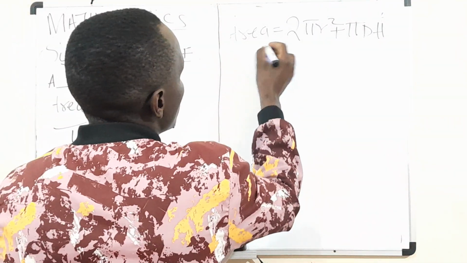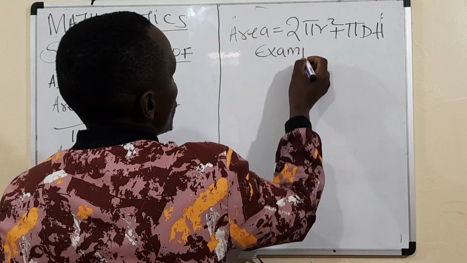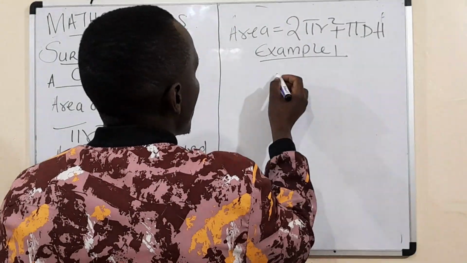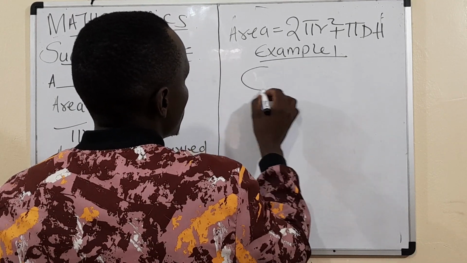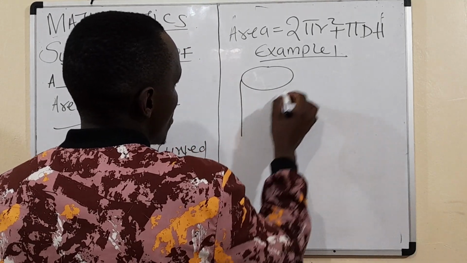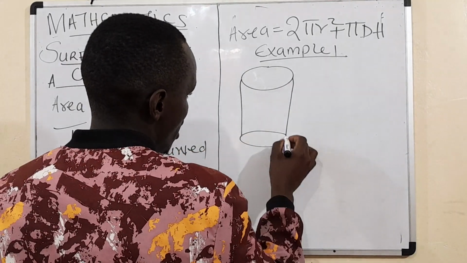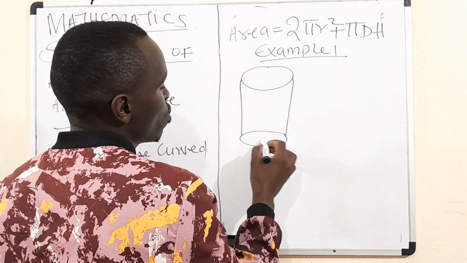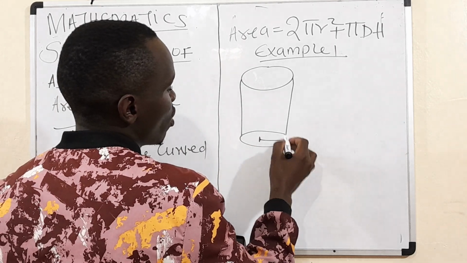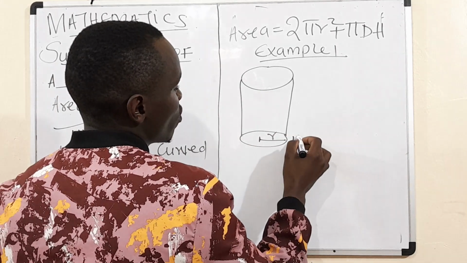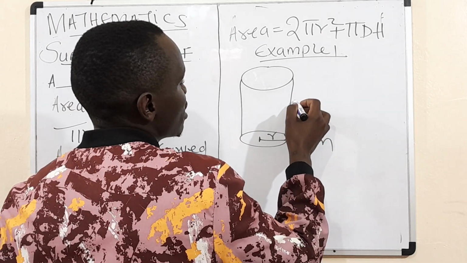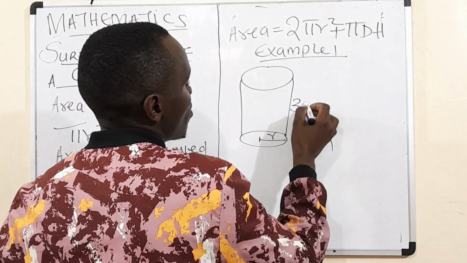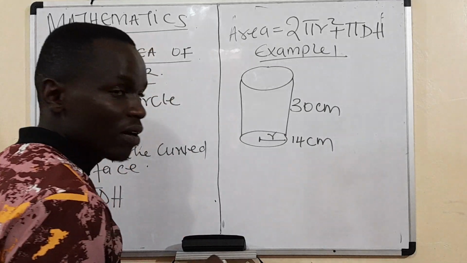Suppose we have an example of a cylinder where the cylinder takes this form in the measurement. We have a small cylinder here that has this form, and we are told that the radius is 14 centimeters, and the height is given by 30 centimeters.